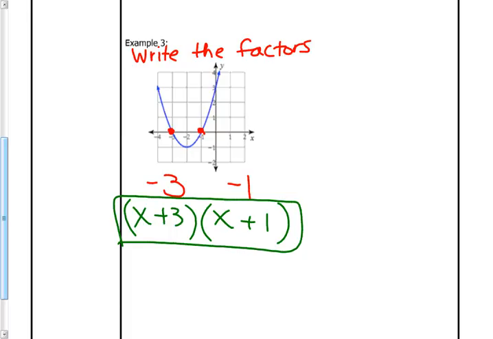So wherever they cross the x-axis, you look at the sign that they are currently, and then you switch the sign and put them in parentheses with the x.